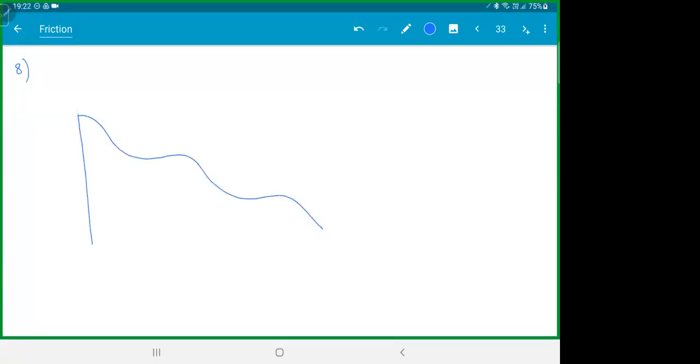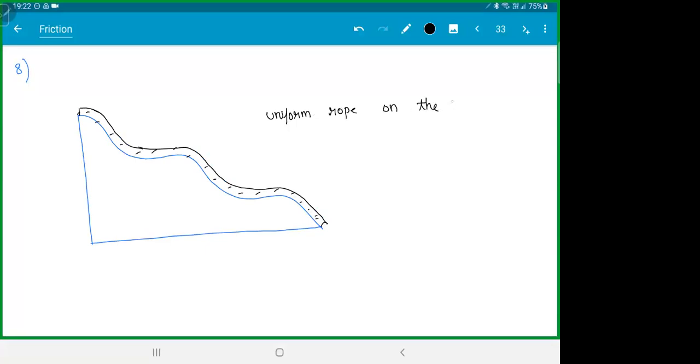We have an amoeba shape. And we have a rope. Uniform rope on the verge of slipping, meaning it is about to slip. So what a push kiya, it will go off. The coefficient of friction is mu. Height is h. The base is L. Find mu.